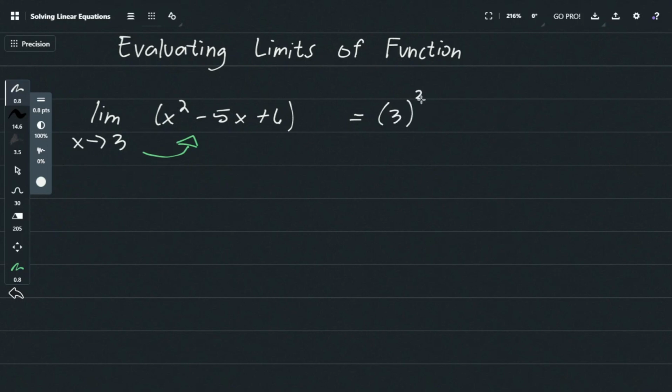So 3 squared minus 5 multiplied by the value of x, which is 3, plus 6. Okay, so 3 squared is just equal to 9. Negative 5 multiplied by 3 is just equal to negative 15. Then plus 6 is just equal to 0. So the answer of the limit of x squared minus 5x plus 6 as x approaches 3 is just equal to 0.